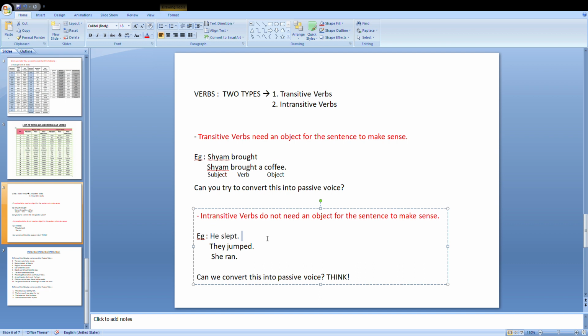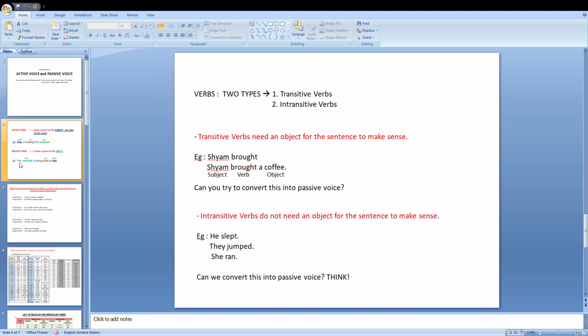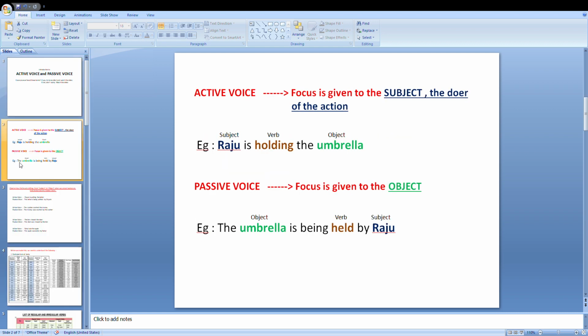Clear? Cool. Now that we have spoken so much about active voice and passive voice, before we go on to the exercise section, let me just take a quick minute to rewind whatever we have learned, like a quick recap. In English, there are two ways in which we can say a sentence. One is in the active voice and the other one is in the passive voice. In the active voice, the focus is given to the subject, which is the doer of the action. In the passive voice, the focus is given to the object.